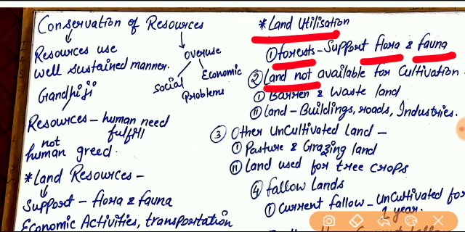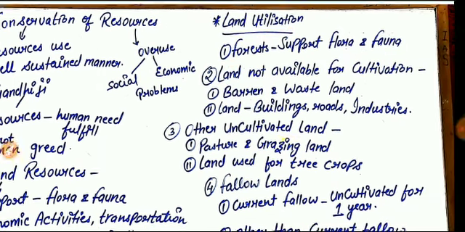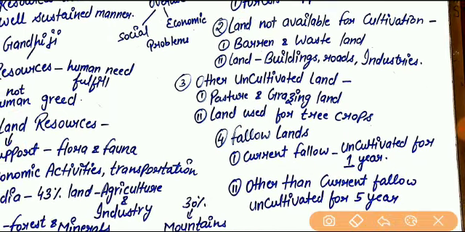Next, land not available for cultivation. Land not available for cultivation is of two types: barren and wasteland. Barren and wasteland means once agriculture was done on such land, but due to high salinity, this land has now been converted into barren or wasteland. The second type of land not available for cultivation is the land that is used to make buildings, roads and industries.